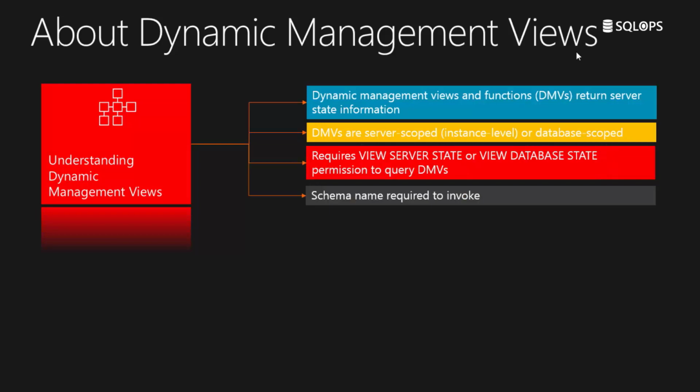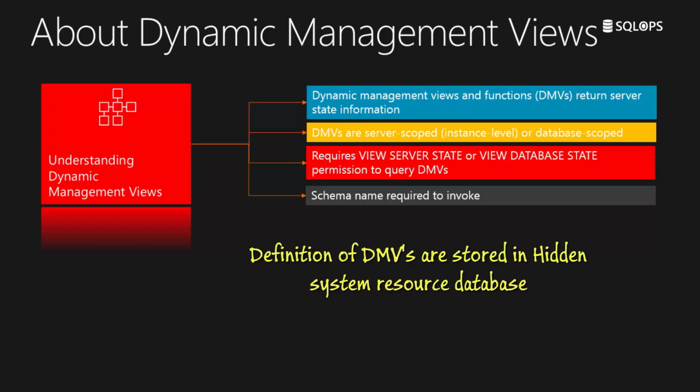And when using the dynamic management objects, you need to remember that the dynamic management views can be referenced in T-SQL statements by using 2-part, 3-part, or 4-part names. But the dynamic management functions, on the other hand, can be referenced in T-SQL statements by using either 2-part or 3-part names. And both the dynamic management views and functions cannot be referenced in T-SQL statements by using 1-part names. Like system stored procedures, the definitions of DMVs are stored in the hidden resource database and appear logically in each database on a SQL Server instance.